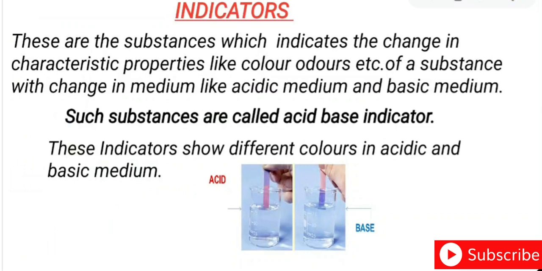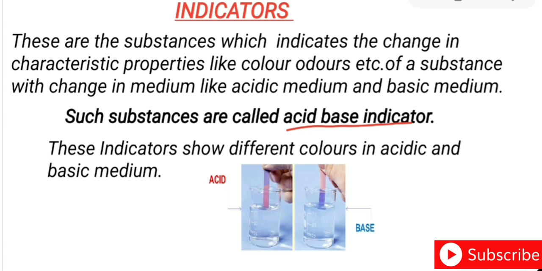So what is an indicator, children? Indicators indicate. What do they indicate? They indicate the change in color or odor when they come in contact with an acidic or basic medium. Such substances are also known as acid-base indicators. Why, children? Because they indicate the medium or the presence of the substance, whether it is acidic or basic. These indicators show different colors in the acidic medium and basic medium.